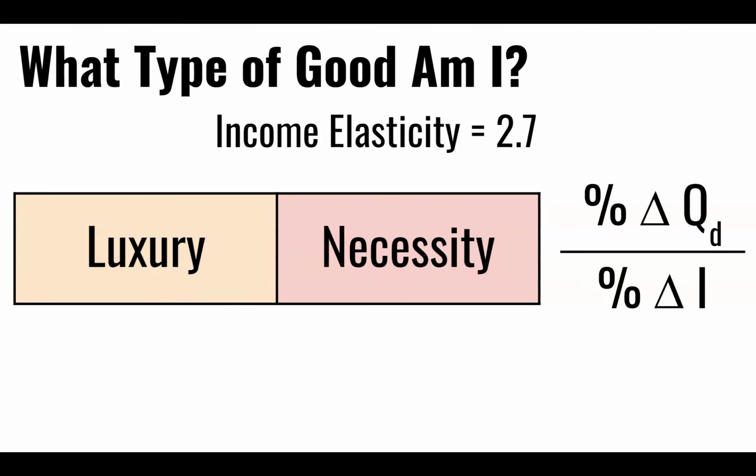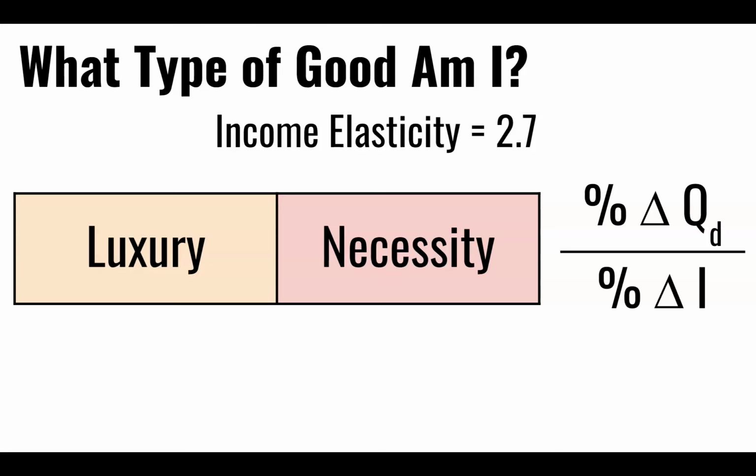Income elasticity of 2.7. Is it luxury or a necessity? Go ahead and press pause. First off, we know it's normal because it's a positive number. So increased income leads to wanting more of it. So it's positive. It's a normal number, normal good.